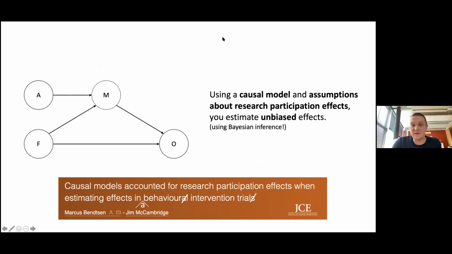So if you didn't get any of that, if that didn't make sense to you, then maybe just take this quote with you: using a causal model and assumptions about research participation effects, you can estimate unbiased effects. And it will be Bayesian. Of course, we're going to use Bayesian inference to do this because it sits nicely with the way Bayesians think about uncertainty. And it sits nicely with incorporating all the uncertainties that you have into one model.